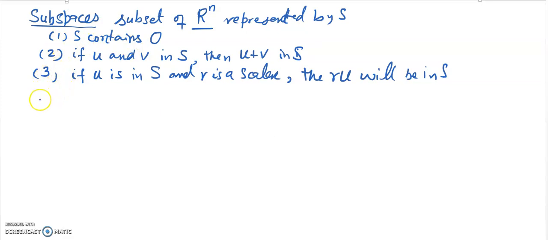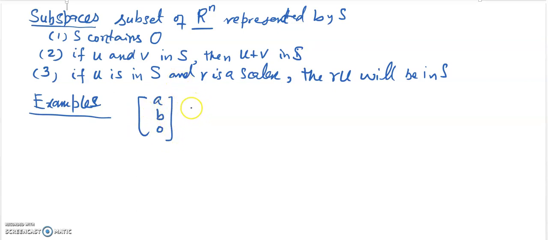Let's see it with the help of some examples. Suppose we have a vector of this form: a, b and 0, and this vector is in R3. Is a vector of this form a subspace in R3 or not? For this we need to check whether it meets all three conditions. If any of these conditions is not met, then it is not a subspace in R3.